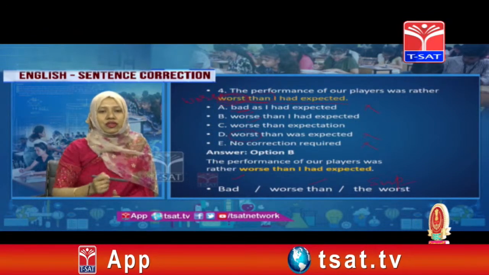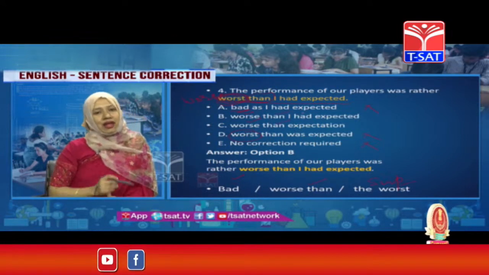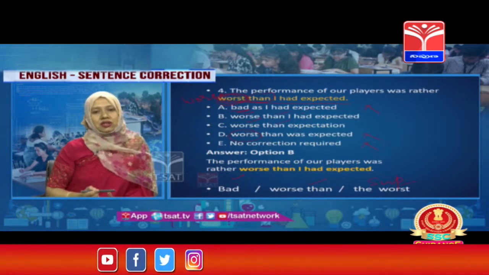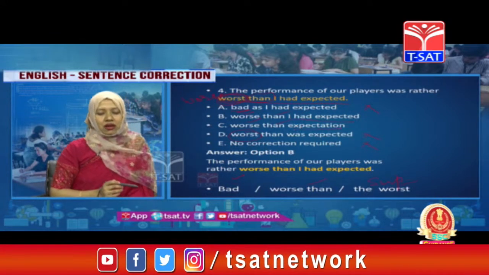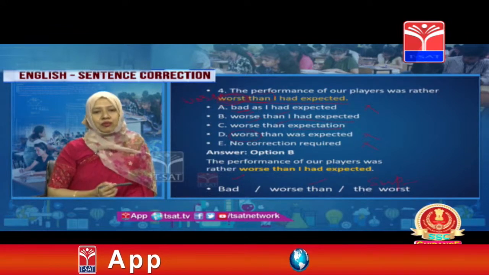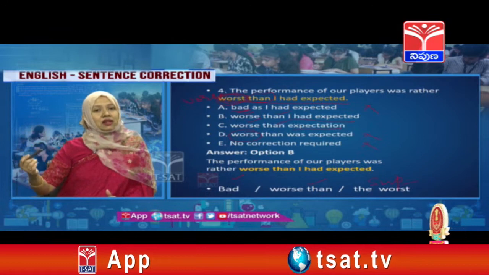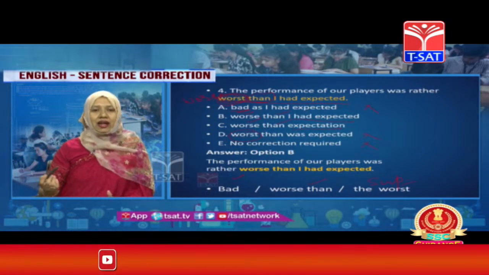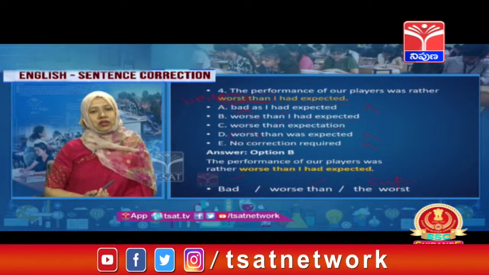In both the sentences, worse is there. Comparative degree is always followed by than. Than is there. Now which is to be selected? Option B or option C? Worse than expectation or worse than I had expected. So the performance of our players was rather worse than I had expected, not worst than expectation.